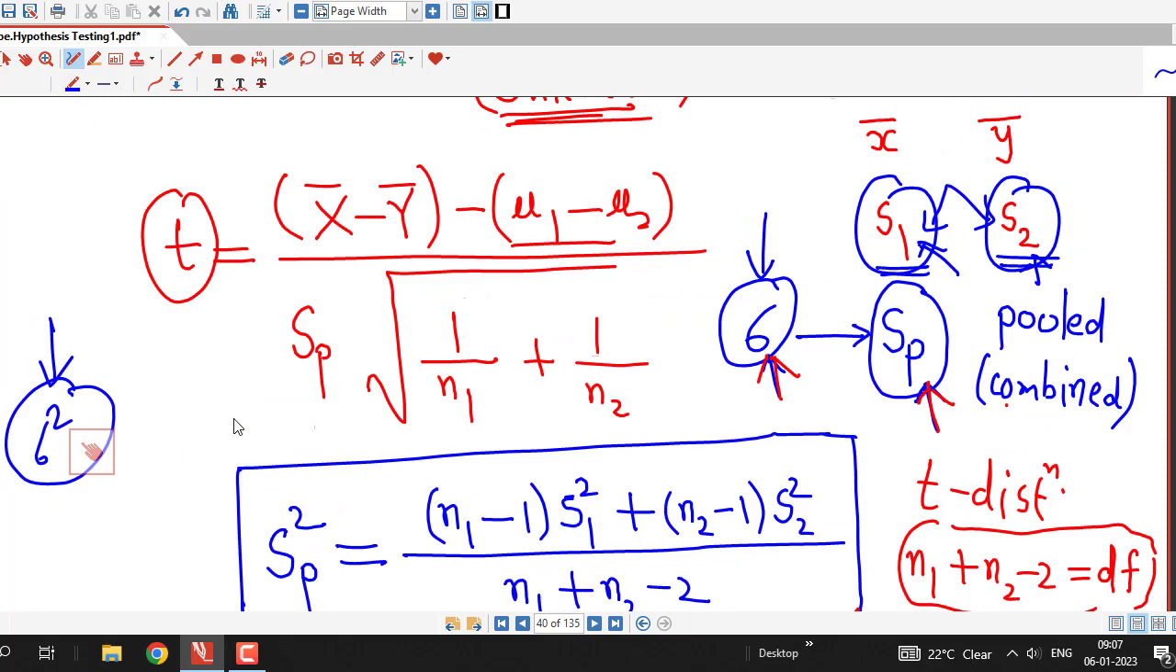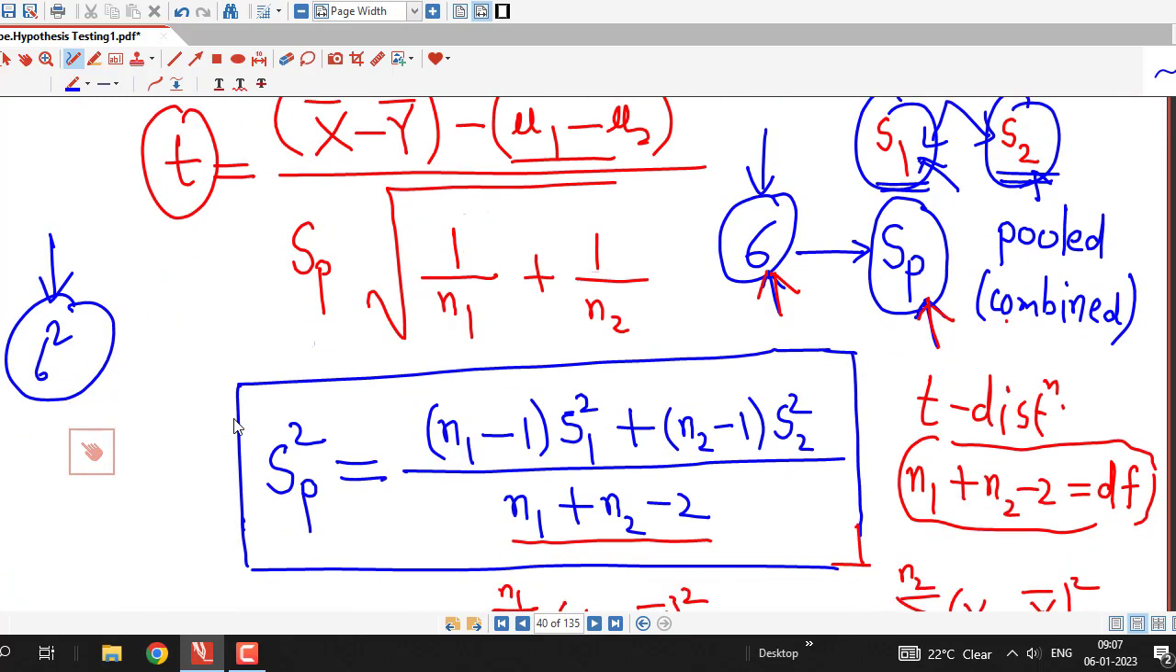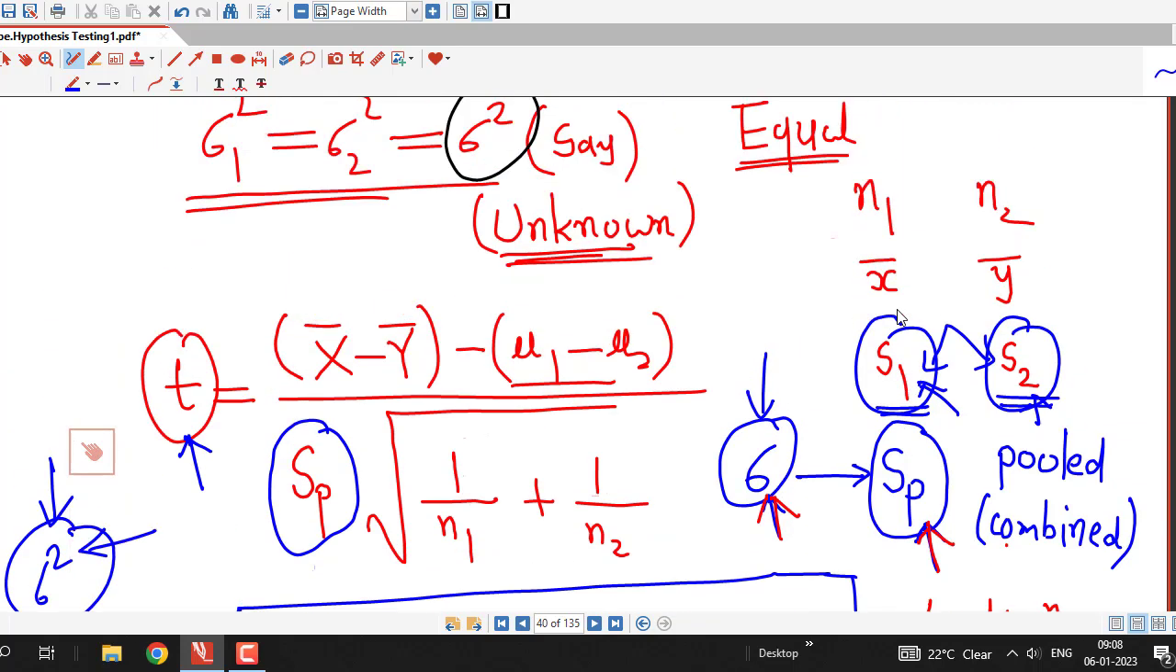So in this situation, we have to first find this pooled variance for this population variance, because we will require it to calculate the value of the T statistic. So whenever you have a problem of two sample T test, you will be given all these values: n1, n2, x bar, y bar, s1, s2.